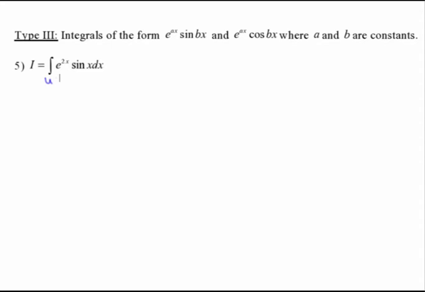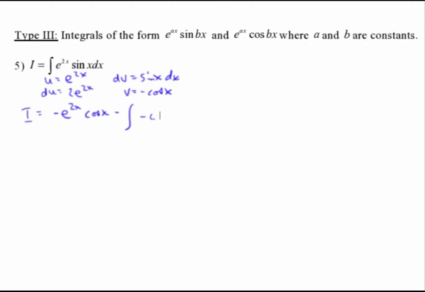So let's go ahead and do that. I'll just go ahead and use u as the exponential part, so then du equals 2e to the 2x, and then dv will be everything else, sine x dx, and the antiderivative of sine would be negative cosine of x. So let's go ahead and plug it in, and we'll have I equals uv, bring the negative in front, e to the 2x cosine of x, minus the integral of v, negative cosine x, let's throw that in parentheses because of the negative, and then we'll have 2e to the 2x dx.